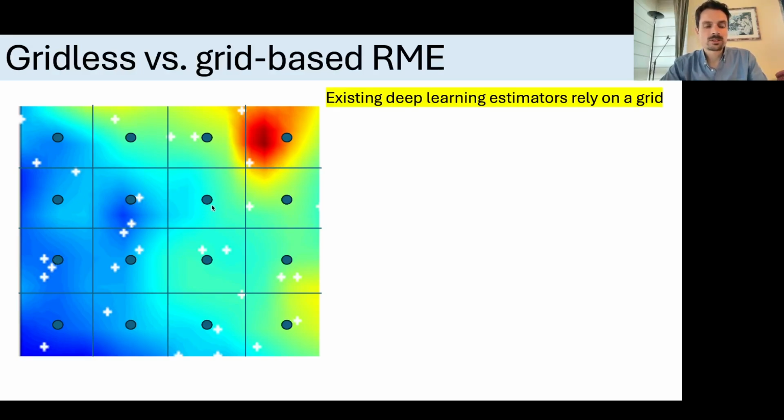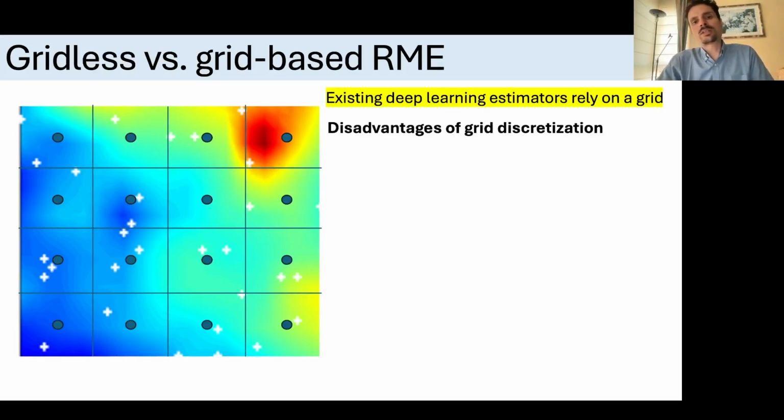There will be some grid points to which no measurement is assigned, and that will result in the corresponding entry of the matrix or tensor being empty. So what these algorithms do is to fill those missing entries. These existing deep learning estimators for this problem are essentially matrix completion or tensor completion algorithms.